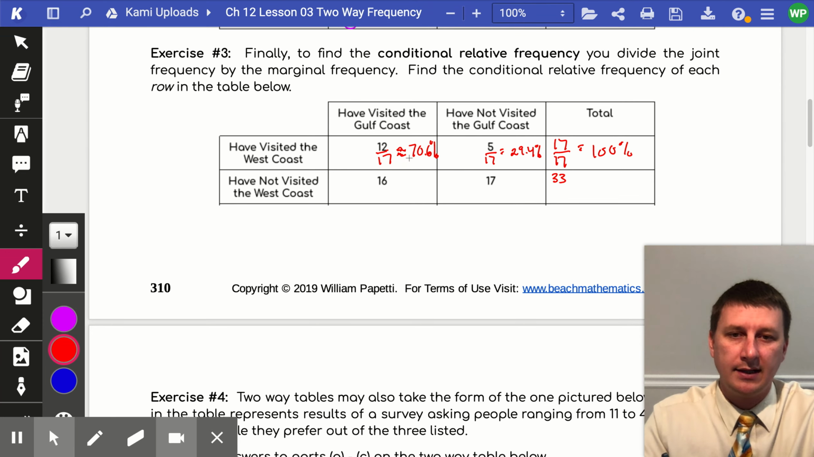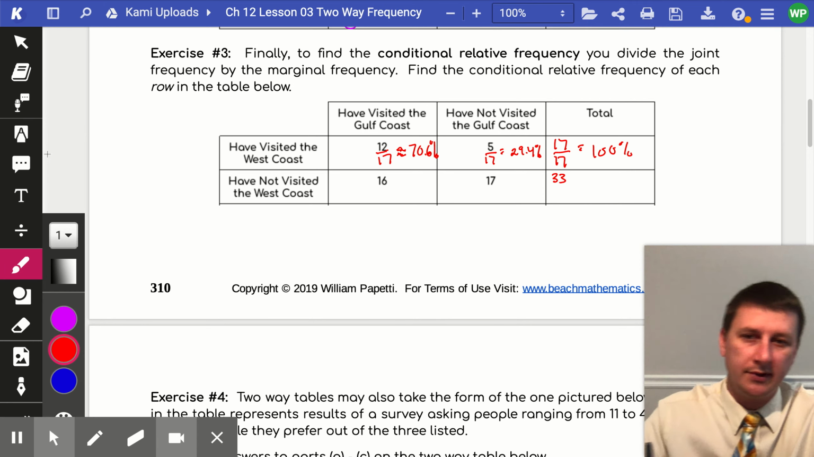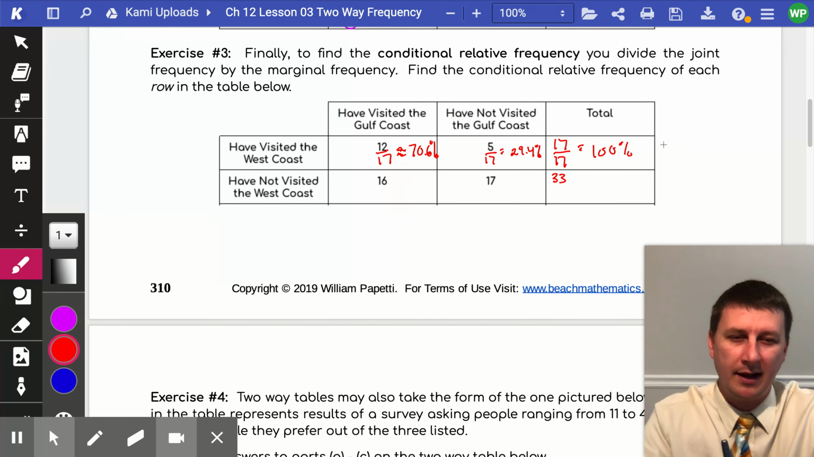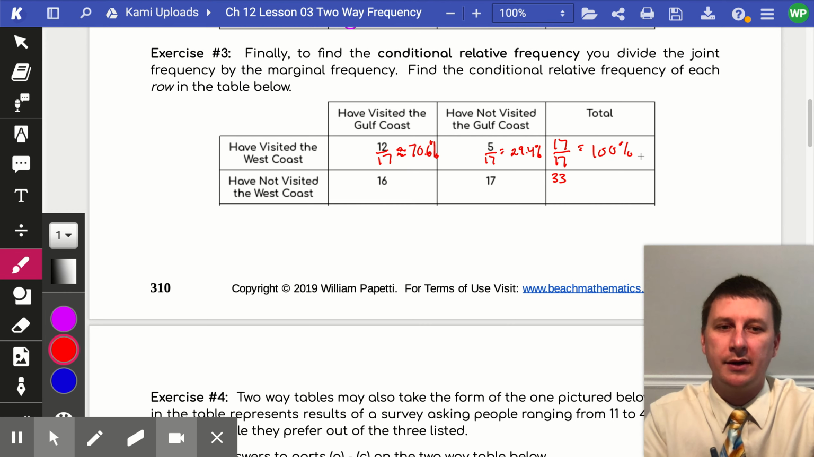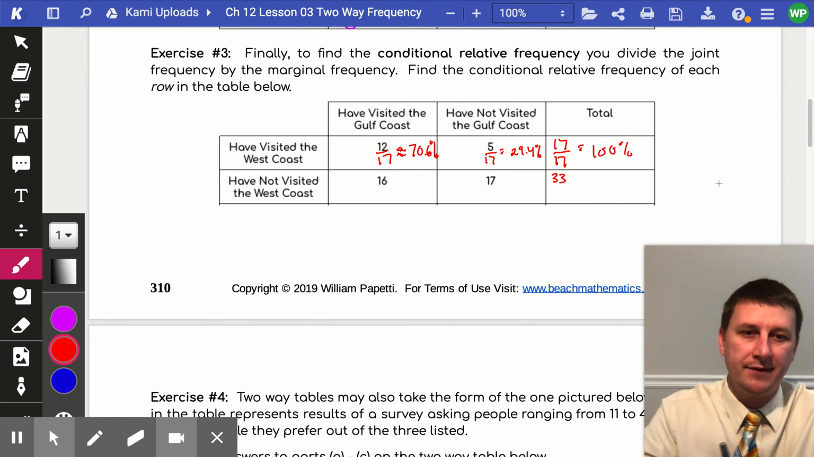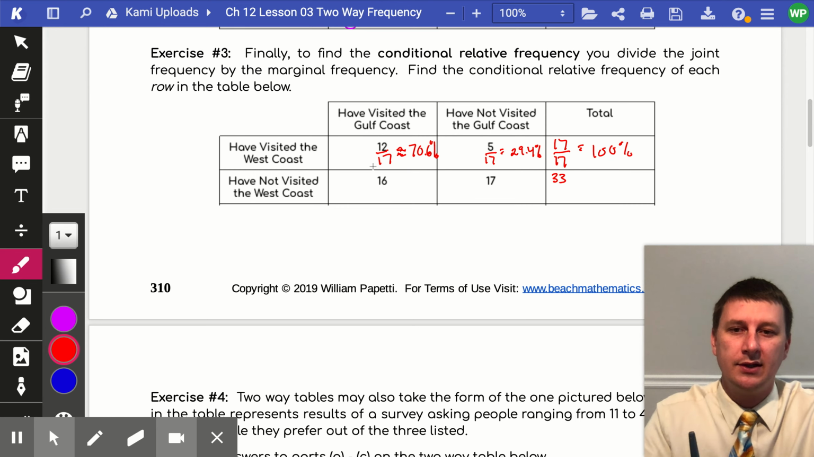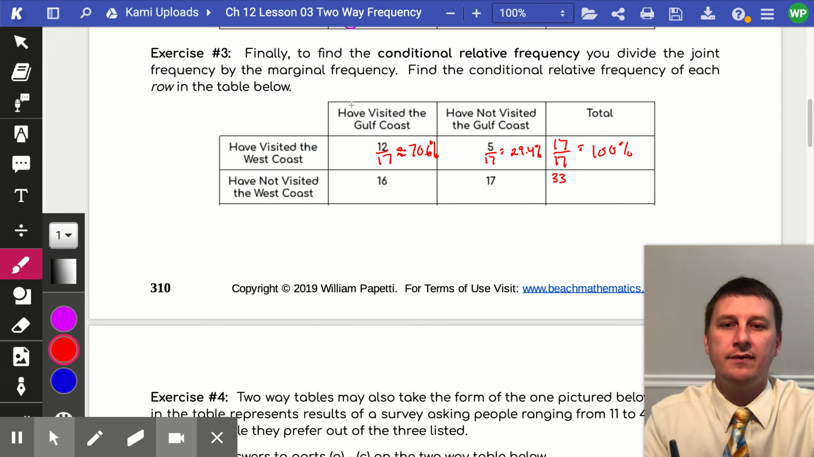And this is saying that 70.6% of students surveyed have visited the Gulf Coast and have also visited the West Coast. No, it's saying that of the students, because we're only dealing with this row right now, excuse me on my last thing, I might have misspoke, it might have been correct, but I can word it better for you. Of the students that have visited the West Coast, only looking at the students that have visited the West Coast, 70.6% of them have visited the Gulf Coast. Of all of the students that have visited the West Coast, 29.4% of them have not visited the Gulf Coast.